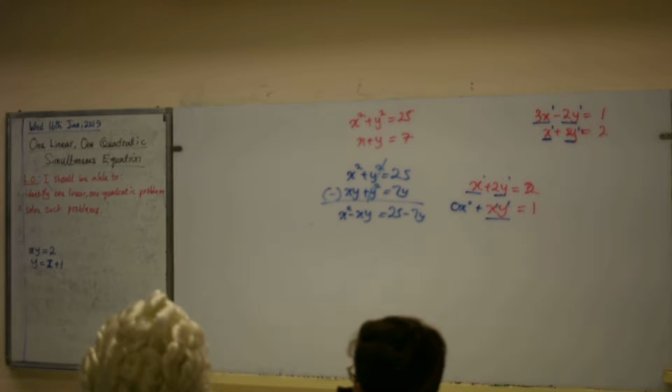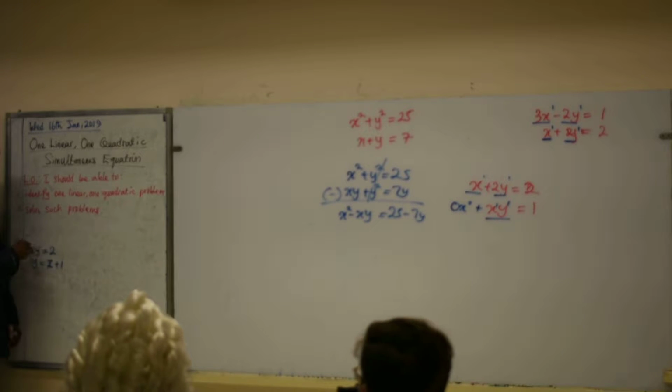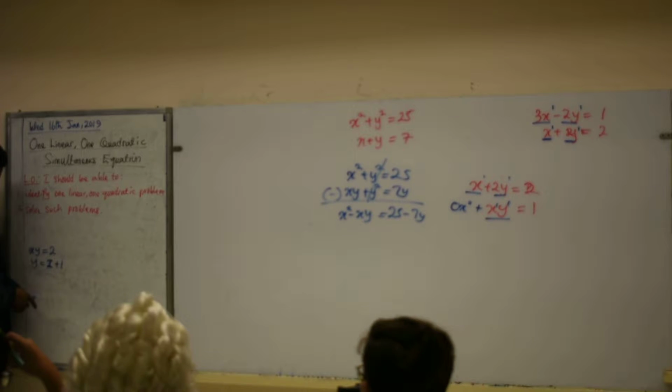Okay, so these are 2 equations. Is this linear or quadratic? Quadratic. What about this one? So that's why we have one linear, one quadratic. Again, one linear, one quadratic doesn't mean the first one is linear and the second is quadratic. It doesn't matter which one comes first. Okay?